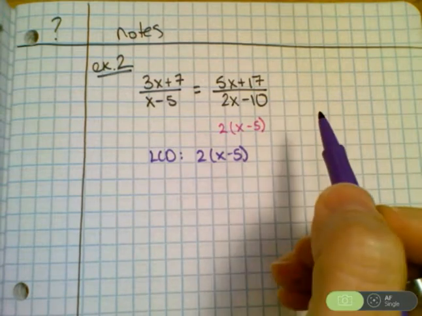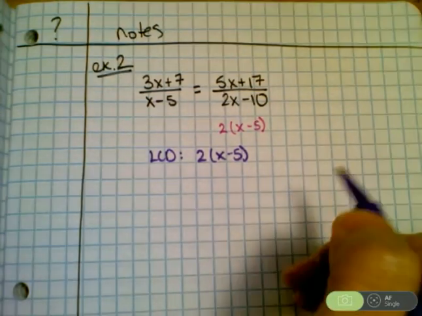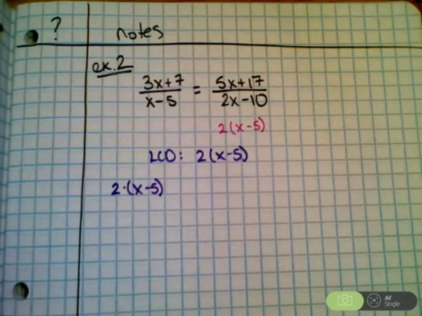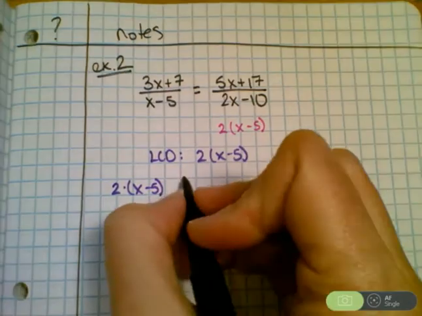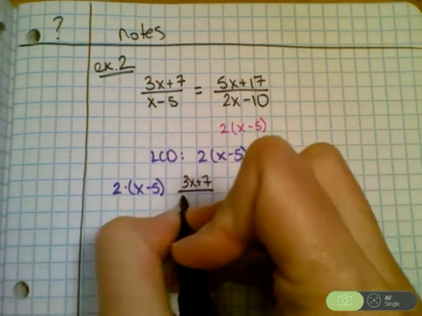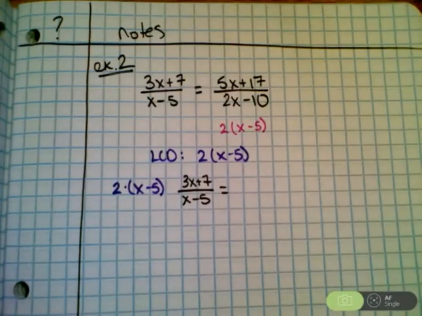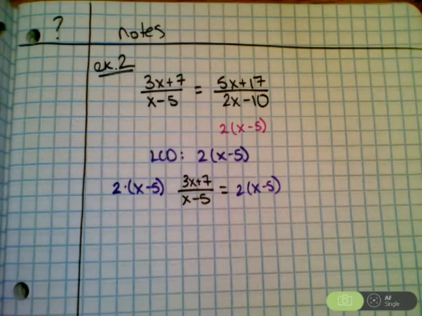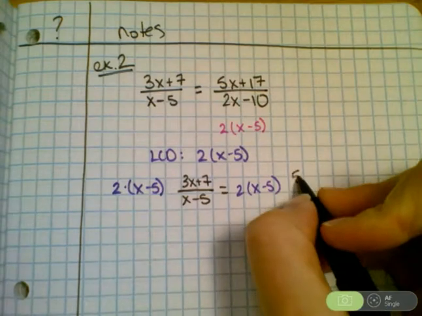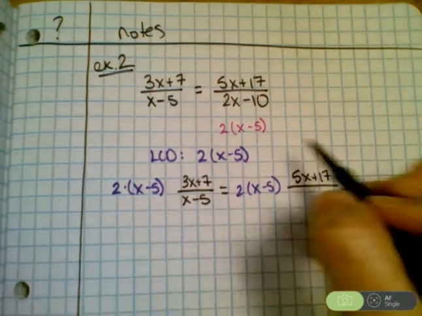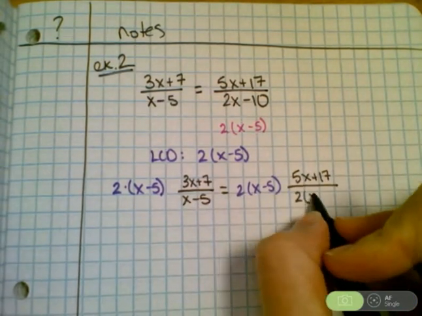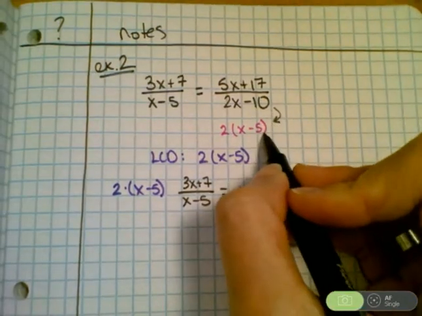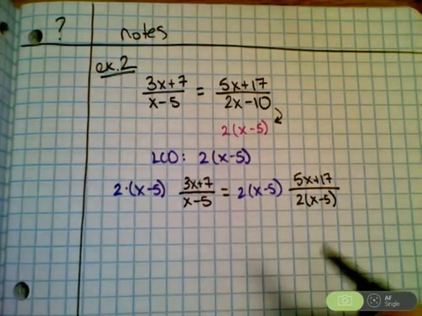So now I take that 2 times x minus 5 and I multiply it in front of this and in front of this. Not on the top and bottom like we did with addition. We just put 1 copy of it. So 2 times x minus 5 times 3x plus 7 over x minus 5 equals 2 times x minus 5 times 5x plus 17 over, and I'm going to write the factored form because it's going to be easier for me to see what cancels that way. So I just used this factored form of that denominator when I wrote it out.